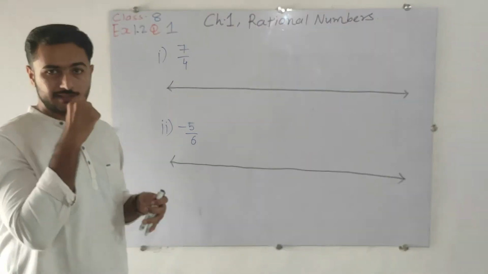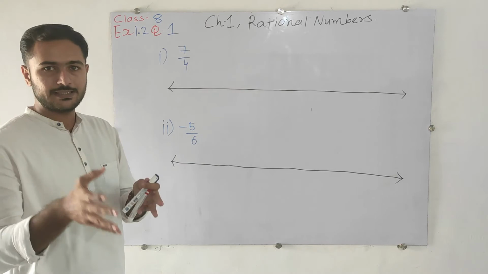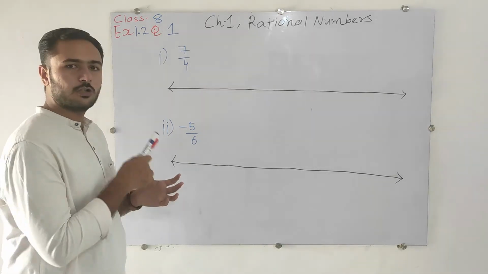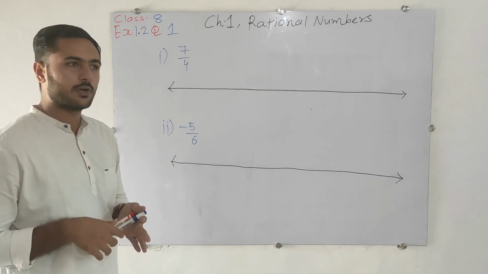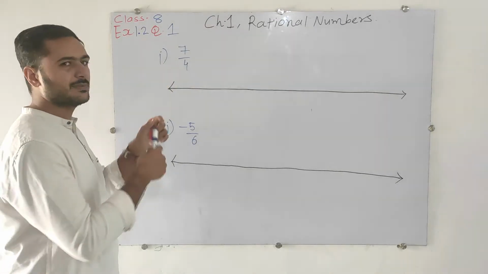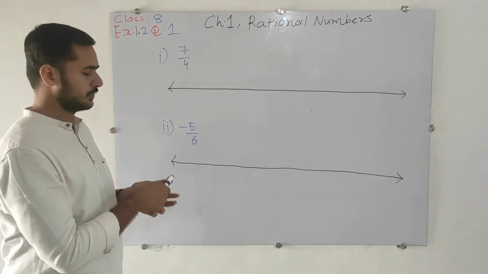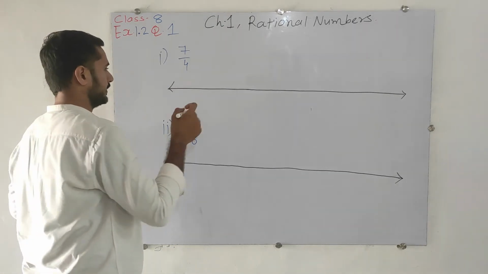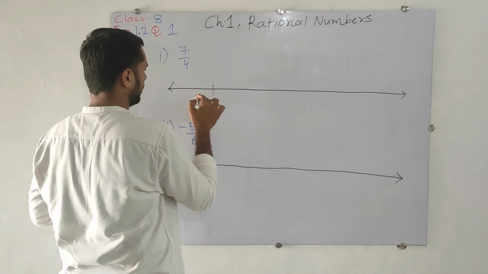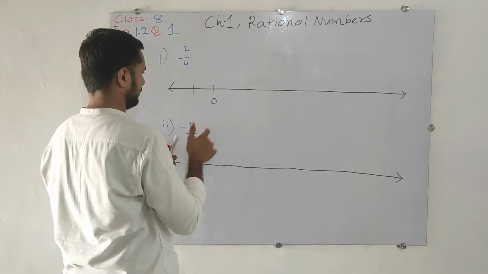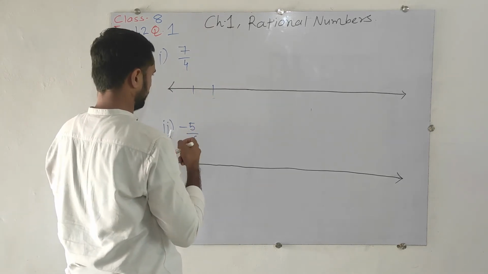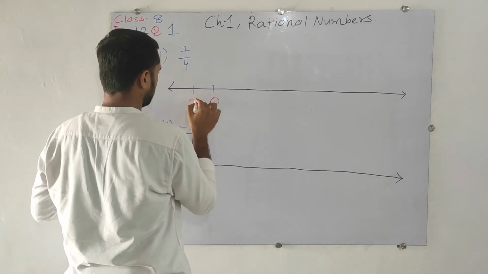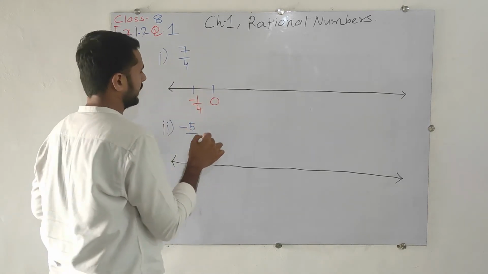Okay. So as we have discussed, first of all, what will we see? We will see the denominator, that is 4. It means on the number line we will write each and every number with the denominator 4. Here, since these are positive, we need more positive numbers. So we will start with 0. Here that will be minus 1 by 4.